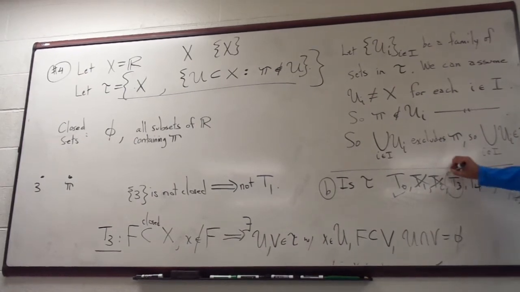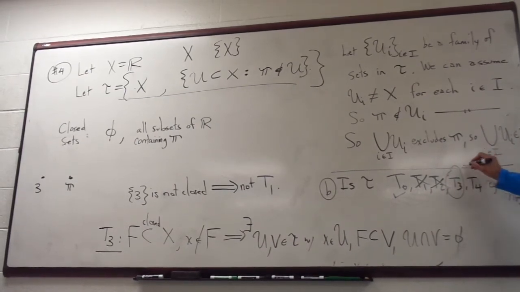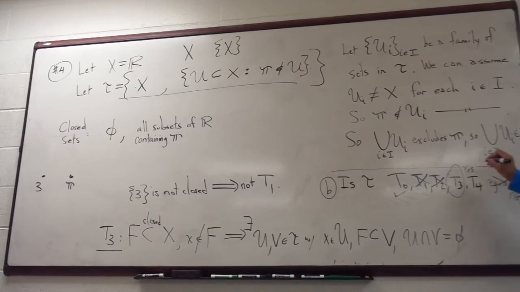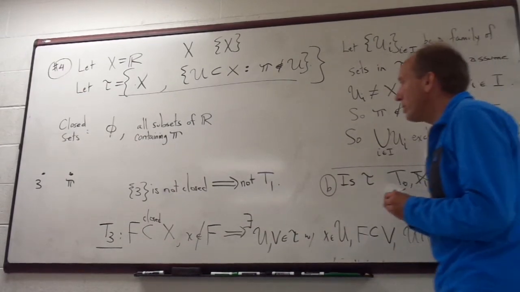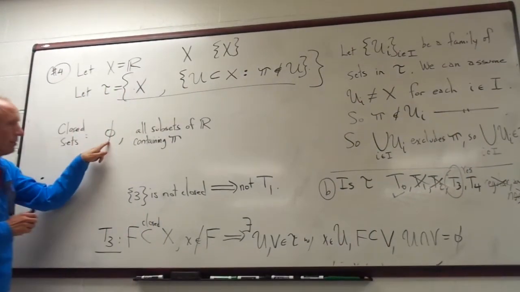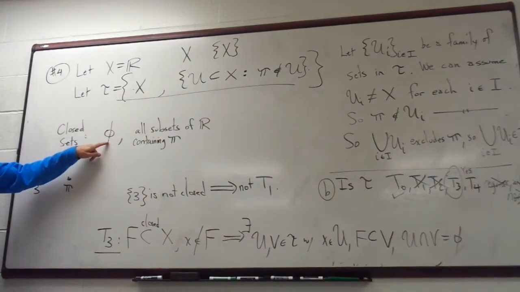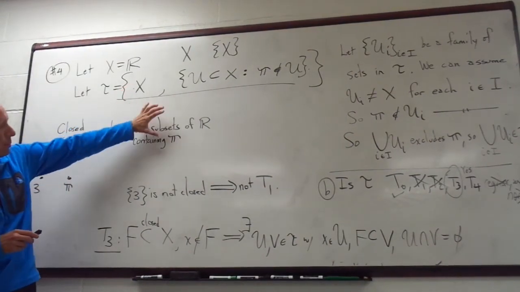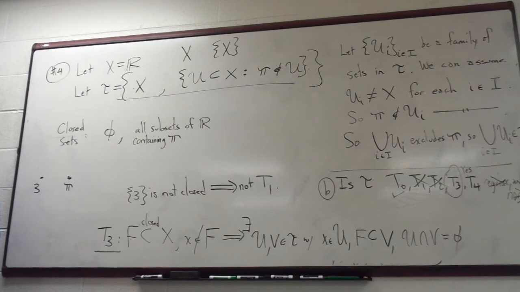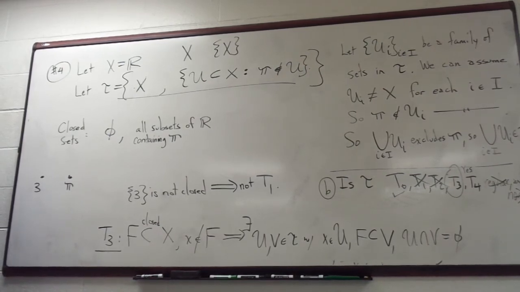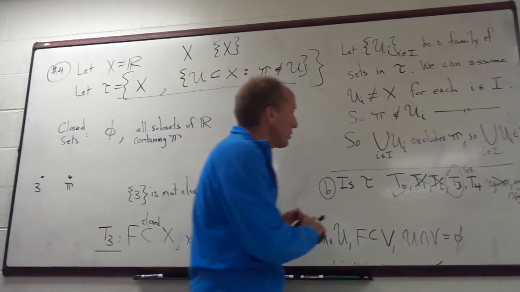Oh, what if you choose F to be all subsets of R containing pi? Oh, okay, so we took the first one, and we saw that works. So now suppose we take a subset of R that contains pi. So you don't think it's going to work now? Because F contains pi. Yep, I think you're right. I think this is not going to work.